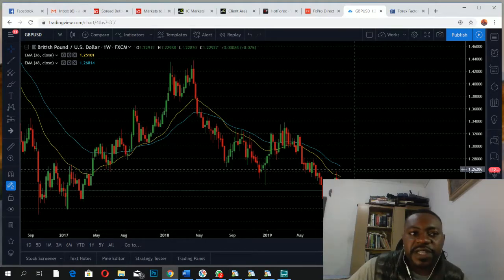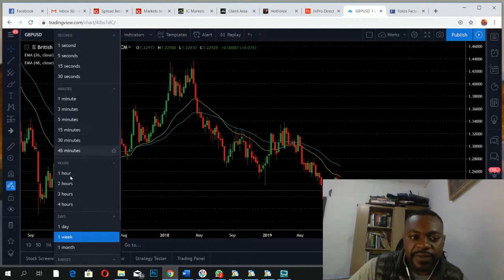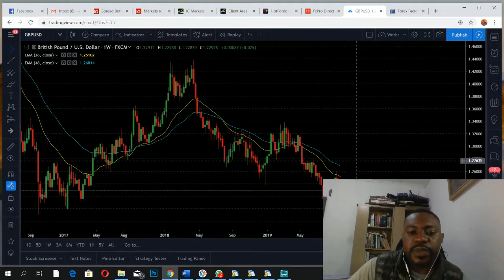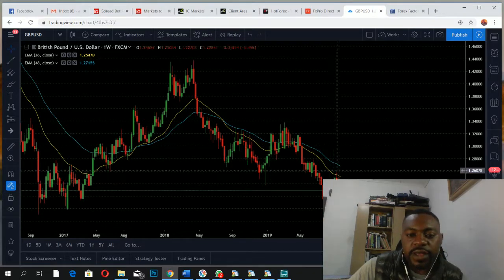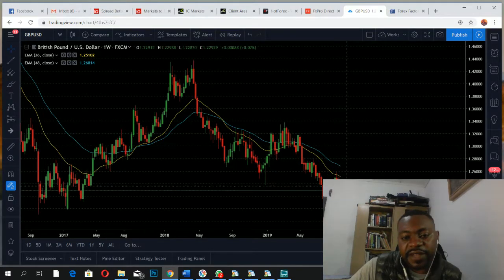So the first thing I want to do is come to my weekly time frame. You have different time frames here. I want to come to weekly, and I see if I see a formation. Last week I saw a bearish shooting star which has joined together with the candle for this week now, and is giving us what we call an evening star. That is still a bearish formation. So I will certainly go for a sell in the British pound this week. So that is it in the weekly.